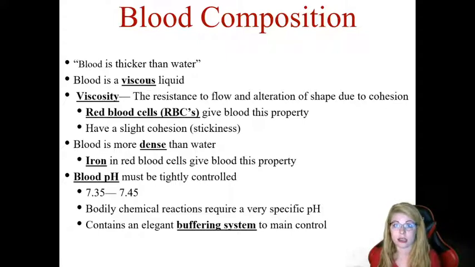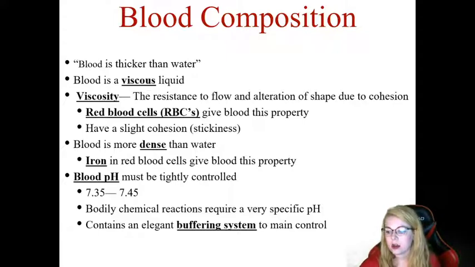That's something occasionally doctors will be monitoring if you have some kind of unusual blood condition. We know that there are hundreds of different chemical reactions that occur in your body at the cellular level and tissue level. They require that specific pH, which is why it's important. Your body was designed by God to contain a really intricate and elegant buffering system that helps to maintain that control. We'll talk about that again in a further slide.